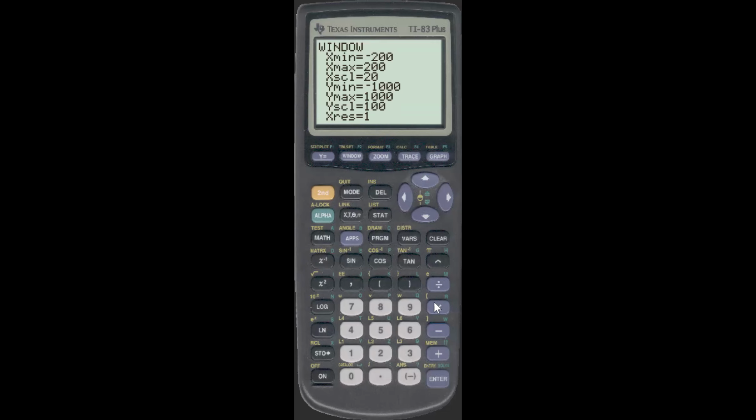Let me know when you get all those numbers put in. Make sure you use the negatives in front of the X min and the Y min. If you don't have the negatives, it won't quite look right, or you'll get a syntax error. All right.